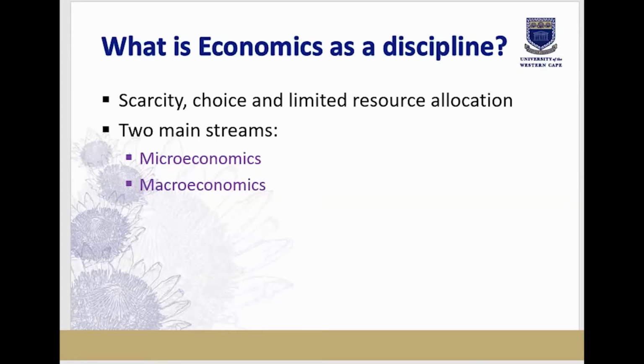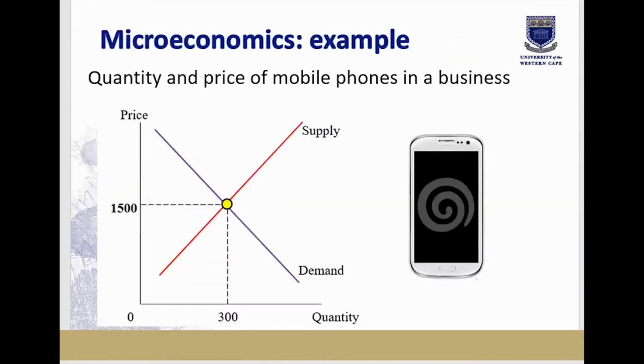The economics discipline has 2 main streams: 1, microeconomics, and 2, macroeconomics. Microeconomics focuses on the individual parts of the economy, while macroeconomics is concerned with the economy as a whole. Let's look at an example of this. An example of microeconomics is the market for a mobile phone. This shows the quantity and price of mobile phones in a business. So it looks at the individual price of one individual good in one individual business. Whereas from a macroeconomic point of view, we'll be looking at the general price of goods and services in general, or inflation as we call it.